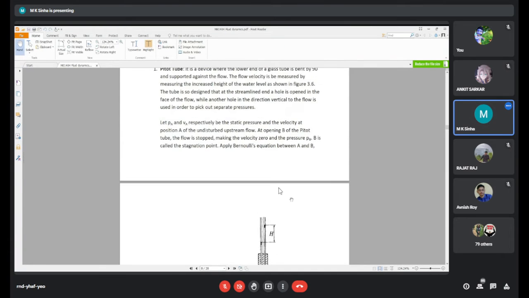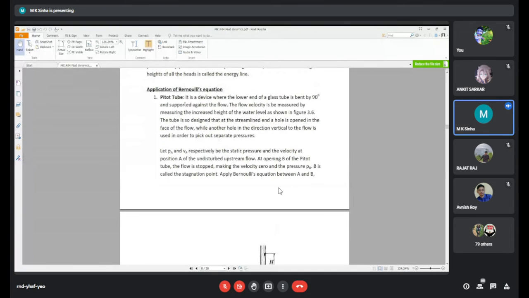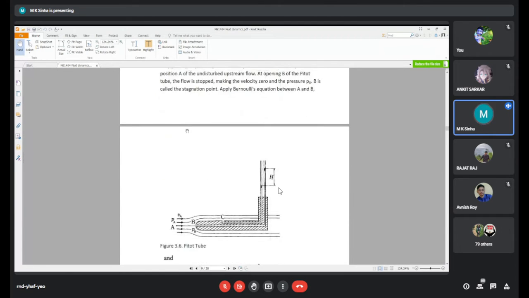So see, the pitot tube is a device where the lower end of a glass tube is bent by 90 degrees. This is the glass tube bent by 90 degrees, that is the tube system.